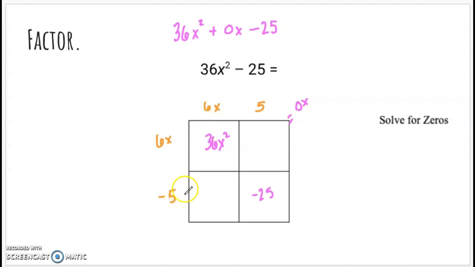6x times negative 5, well, that gives us negative 30x. 6x times 5, that gives us 30x. And when you combine those like terms, add them together, you get 0x, right? So voila, we found our factor pair: 6x minus 5 times 6x plus 5.